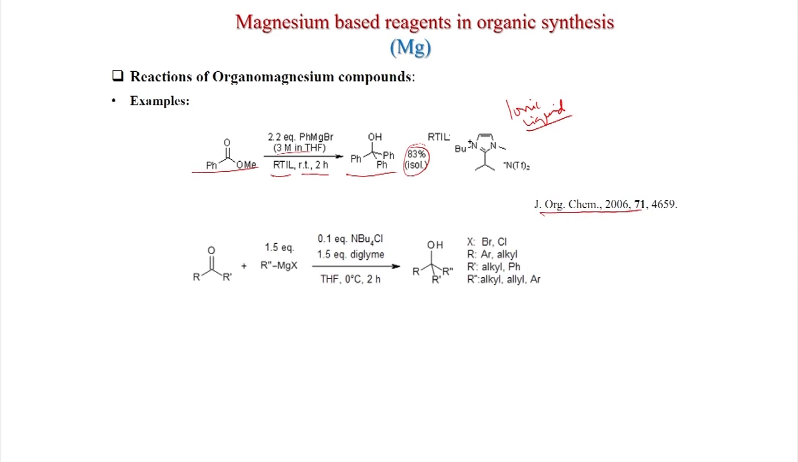Also, not only ionic liquid, you can use other ammonium salts like tetrabutyl ammonium chloride, with 1.5 equivalent diglyme, and THF is the solvent. So, what is the structure of diglyme?